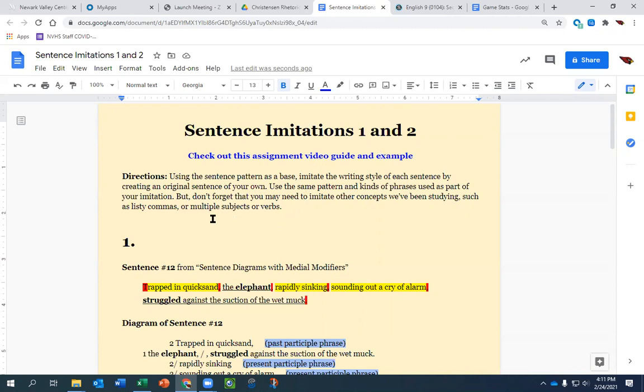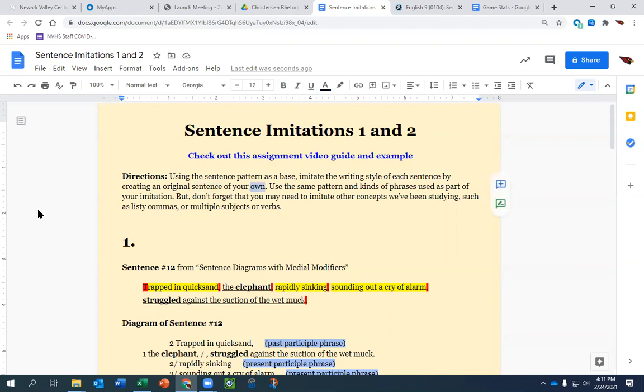The directions say that you are going to use the sentence pattern as a base. So you can see here's the sentence pattern. We've seen this one before. It's about the elephant. And using that sentence pattern, you're going to imitate the writing style of the sentence by creating an original sentence of your own.